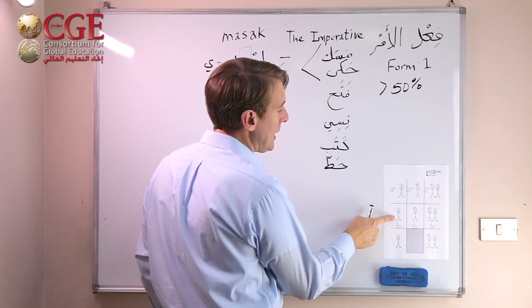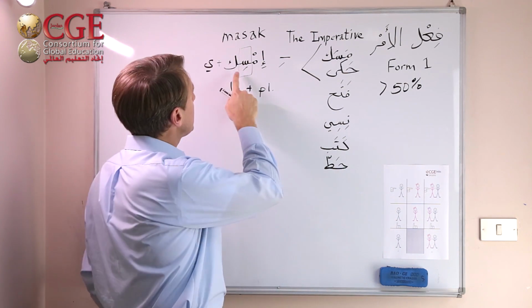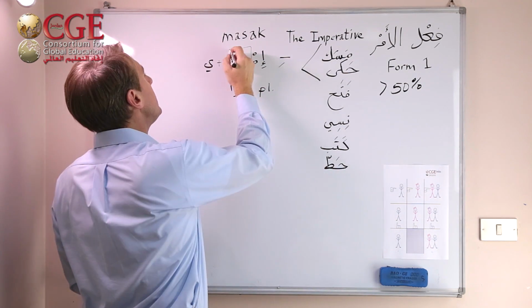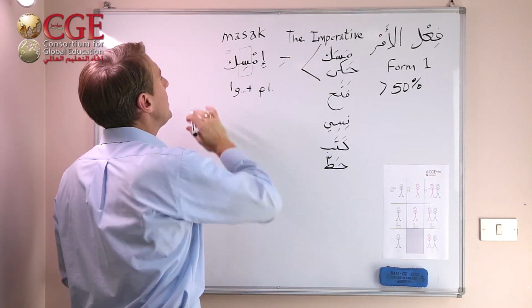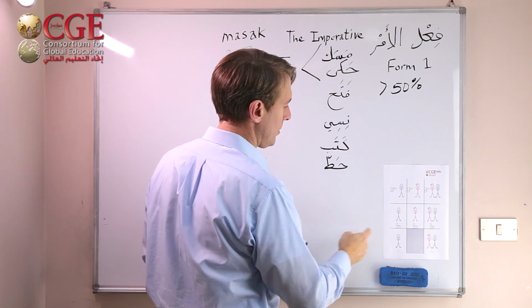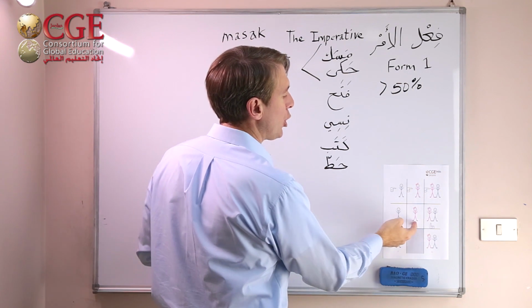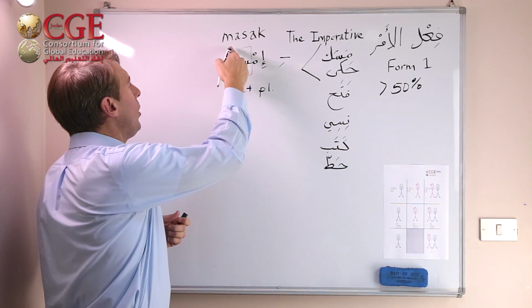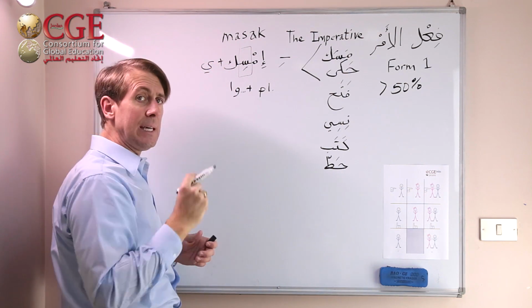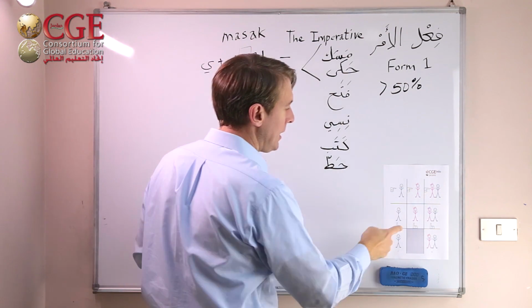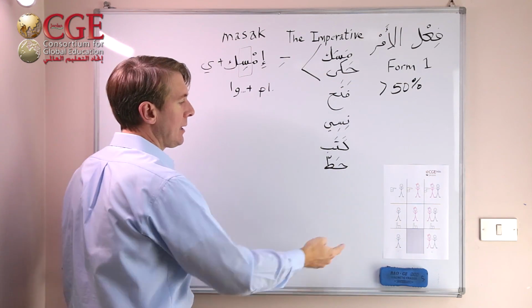All right, so imsik is for a boy, imsik, or for a male. Okay, imsik. For a girl, imsiki. So what we do with this is we add a ya. Imsiki, imsiki, imsik, imsiki.